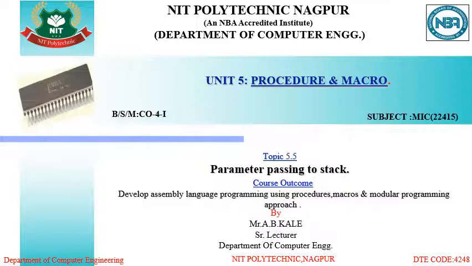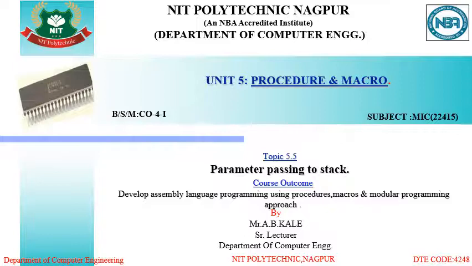So we are in the fifth unit, that is our last unit, that is procedure and macro. Today our topic is to study how the parameter is passed to stack in 8086. That is, we have to pass the parameters inside a procedure to stack. Before this, we used to pass the parameter to the particular procedure or a macro, but this time we have to study how to pass the parameter to the stack pointer or to the stack memory.